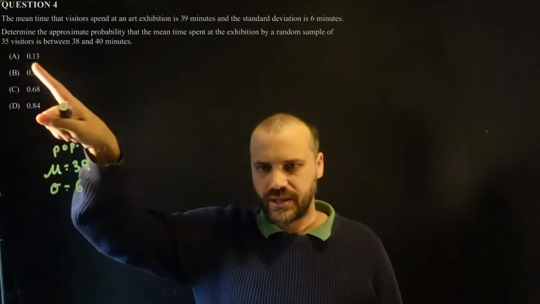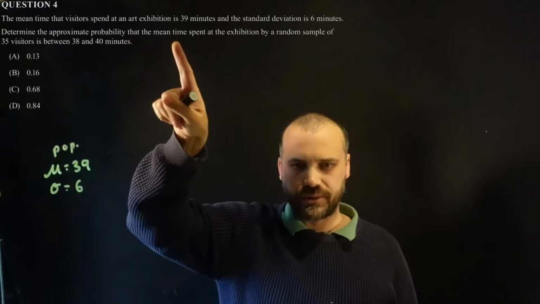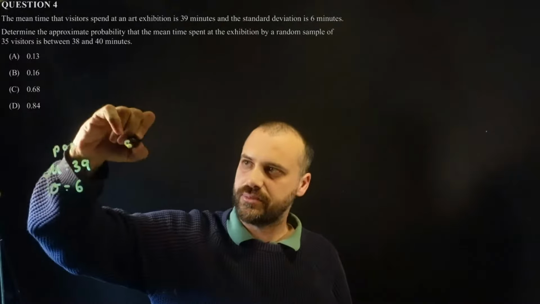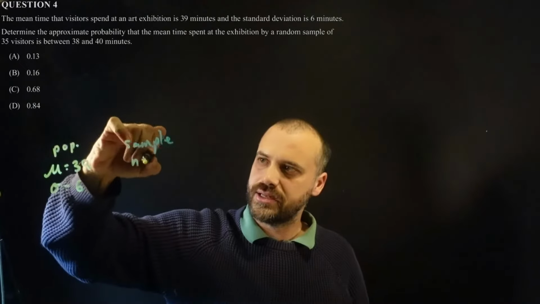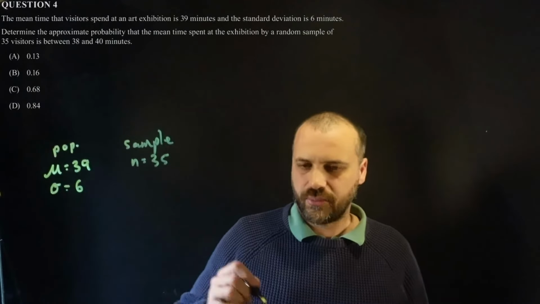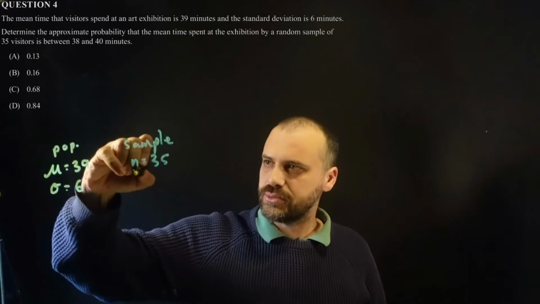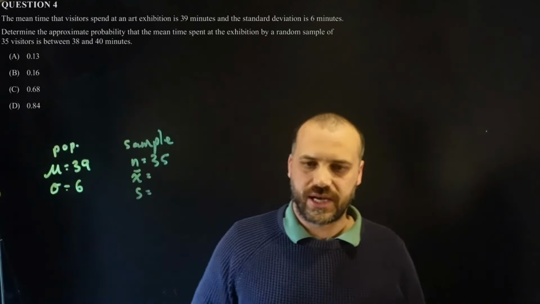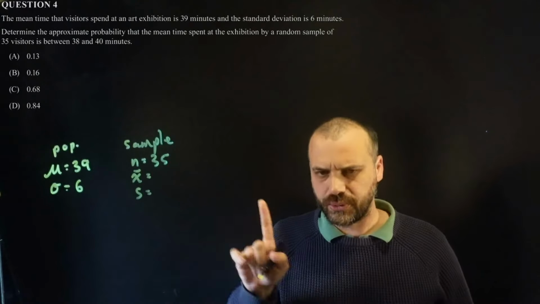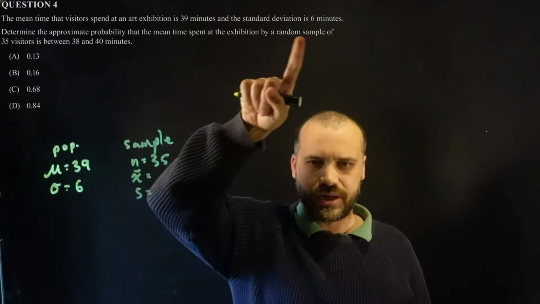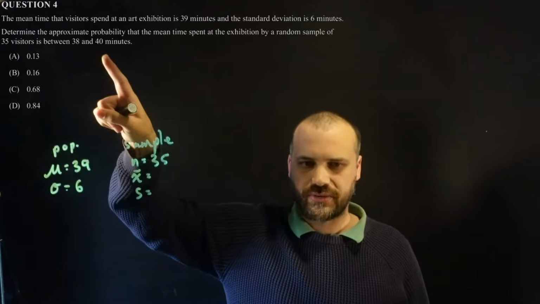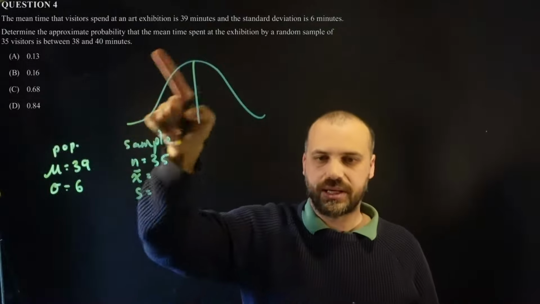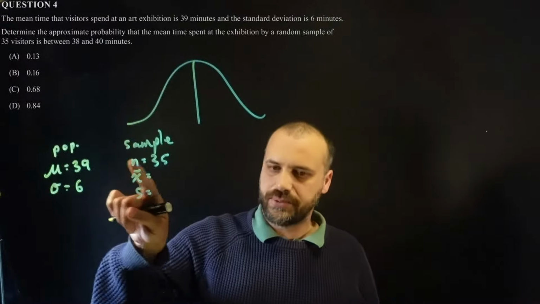All right, so this is population information. Let's write that down. Determine the approximate probability that the mean time spent at the exhibit by a random sample of 35 visitors. So now we're doing samples. We know that n is equal to 35. We don't know what the mean is, which we'll call x-bar for the sample. And we don't know what the standard deviation is yet, but we kind of do. But we'll talk about that. By a random sample of 35 visitors is between 38 and 40 minutes. So we're going to be looking at some kind of sample mean distribution. We're using a sample size of 35.